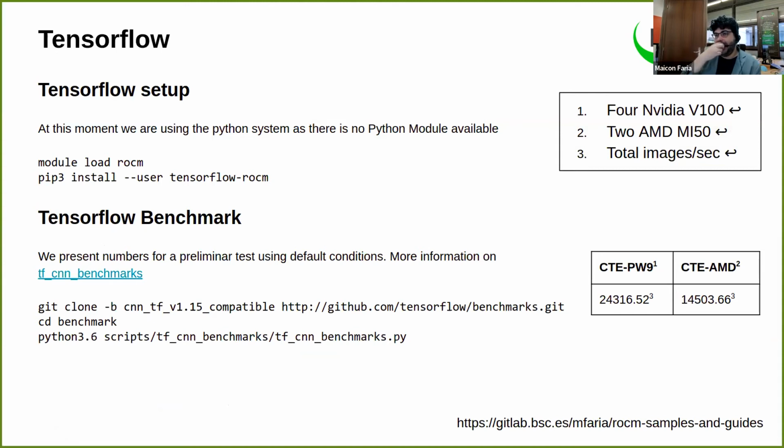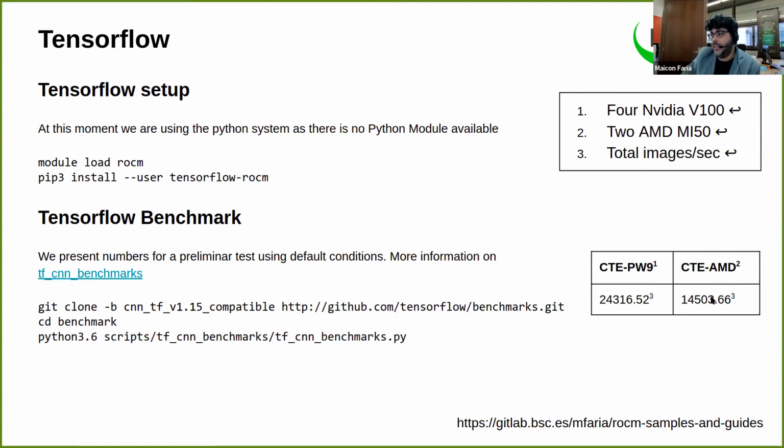Here is the only benchmark that I made by myself. This is a comparison between two AMD MI50, which is a one-die GPU, compared to 4 V100, also one die. Here we have 4 GPUs, here 2. We made some small testing using TensorFlow and this TensorFlow benchmark, which is known in the community for testing this kind of thing.